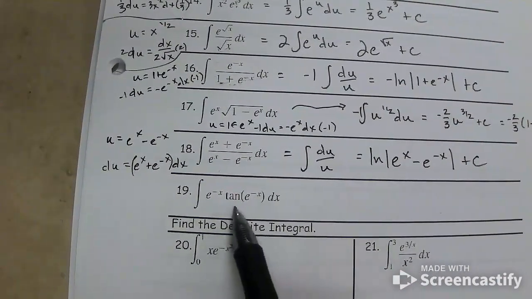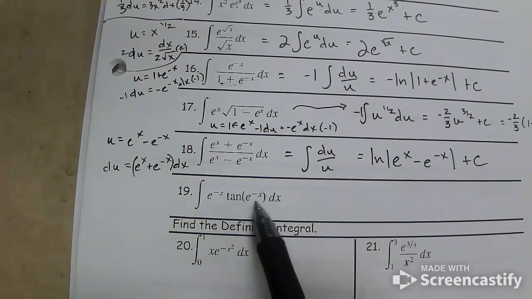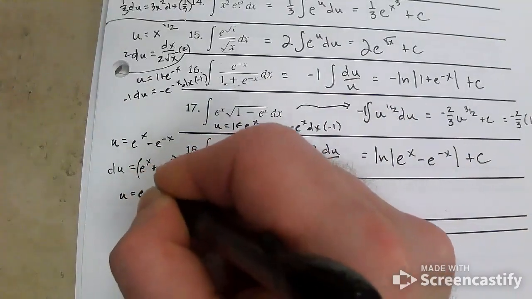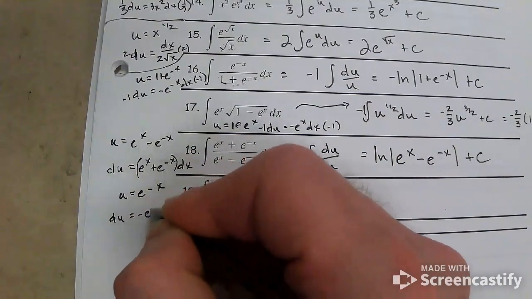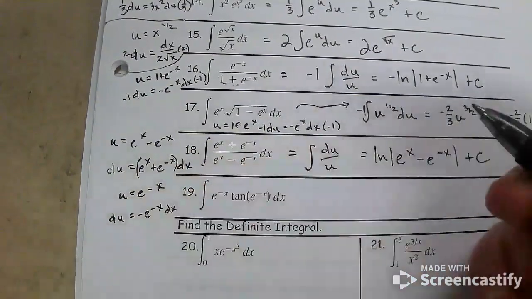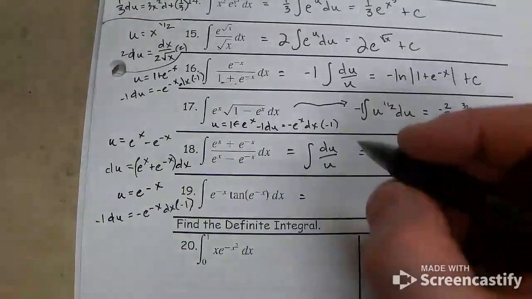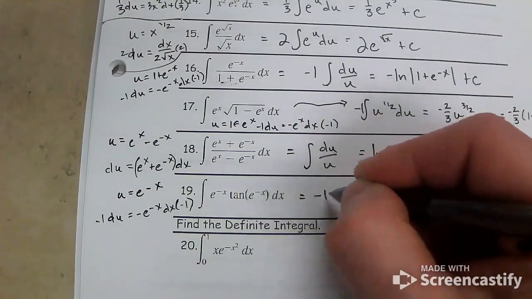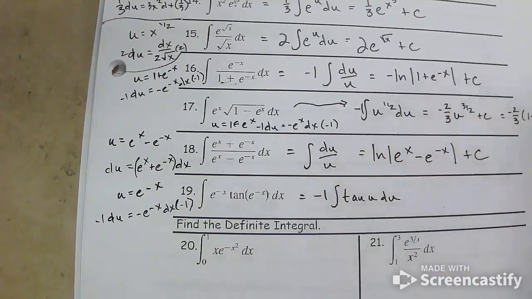Number 19, might get confused. Hey, what do I let u equal? Remember, this is inside another function right here, so I'm going to let u equal e to the negative x. So then du equals negative e to the negative x dx. So I'll multiply both sides by negative 1. So this is actually going to become the negative 1 integral of tan u du.